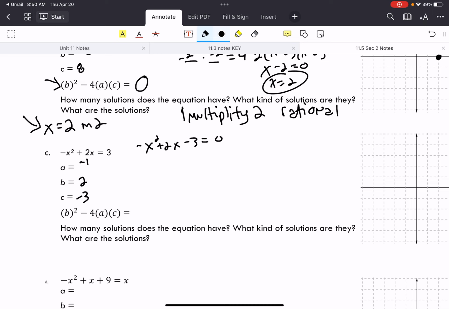Landon, you with us? Yeah. That's a very pretty flower you're drawing. Yeah.